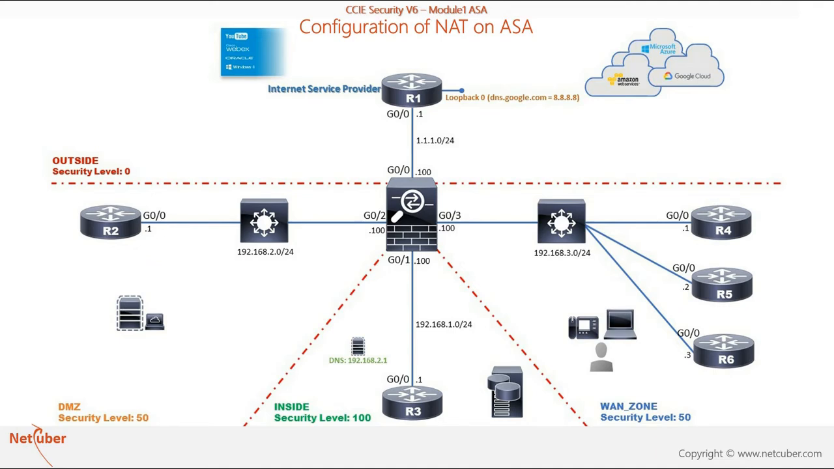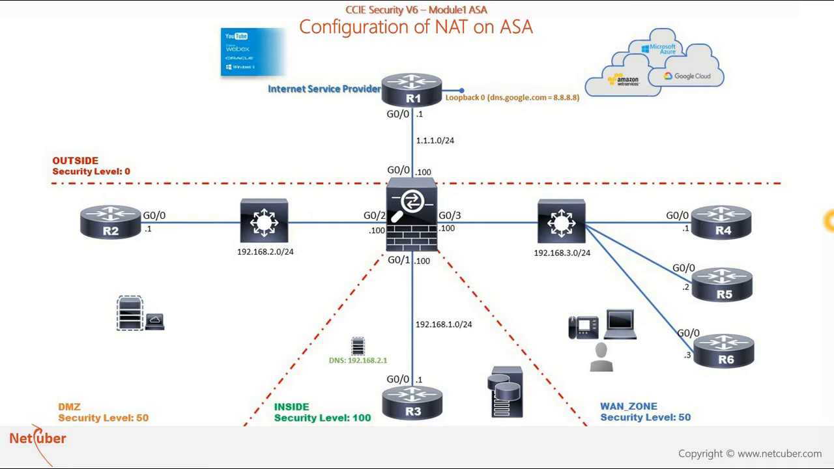Here is our NAT topology. We have 6 routers, 1 ASA, and 2 switches. We have defined a few security zones: outside with security level 0, DMZ and WAN zone with security level 50, inside with security level 100. We have assigned 1.1.1.0/24 segment for outside, which is towards ISP, and the remaining are behind the firewall.